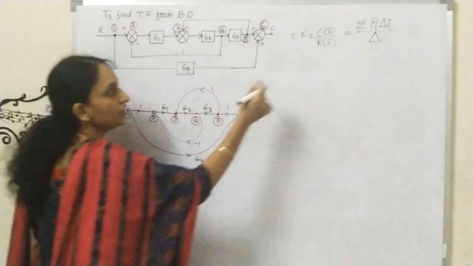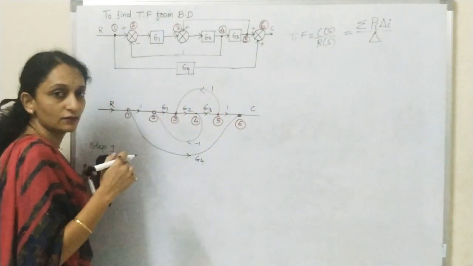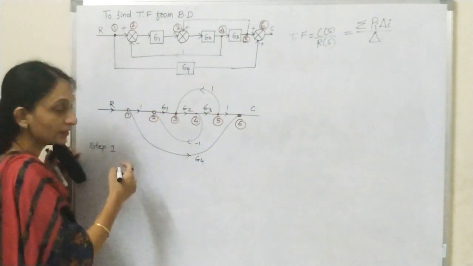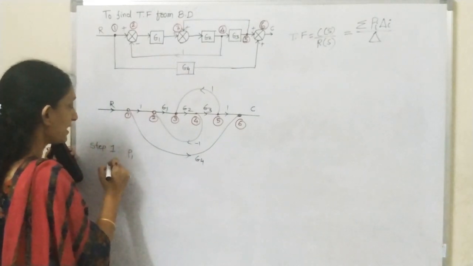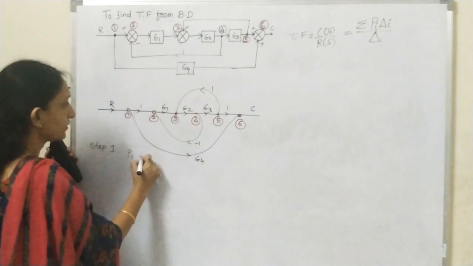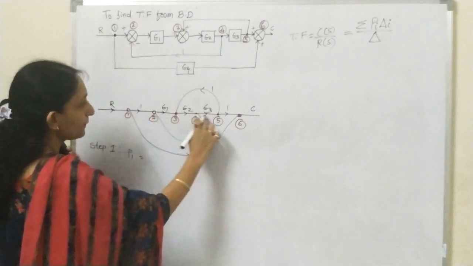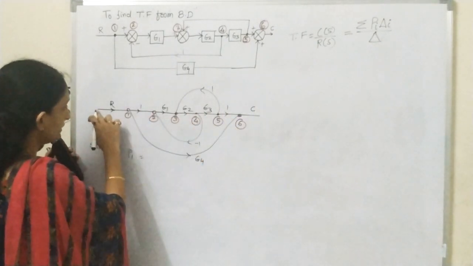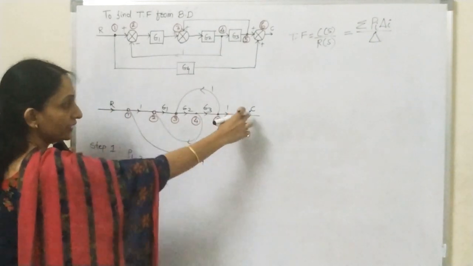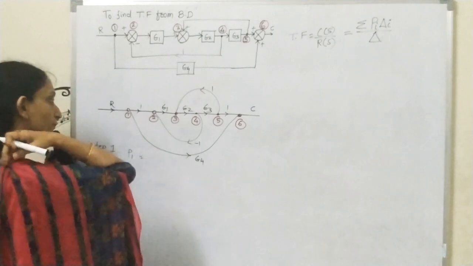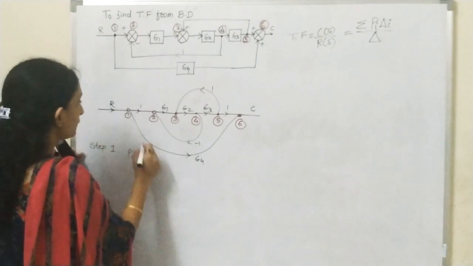Step number 1, we need to find the summation of Pi. Pi is nothing but the forward path gain, so step number 1 is the number of forward paths. Look at this, how many forward paths are there? I can see here there are 2 signals that start from input and end at output. So 2 forward paths are there, and I will write the forward path gain.